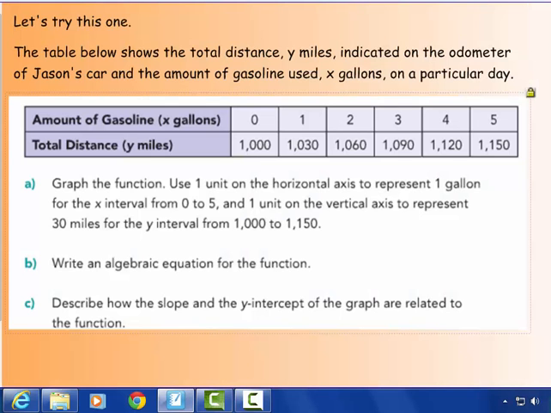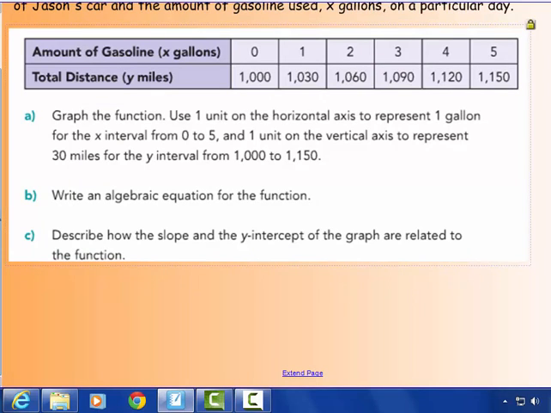Let's try this one. The table below shows the total distance, y miles, indicated on the odometer of Jason's car and the amount of gasoline, x gallons, used on a particular day. Graph the function using 1 unit on the horizontal axis to represent 1 gallon and the interval from 0 to 5, and 1 unit on the vertical axis to represent 30 miles for the y interval from 1,000 to 1,050. Write an algebraic equation for this function.